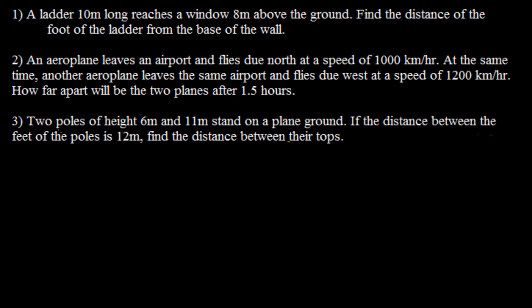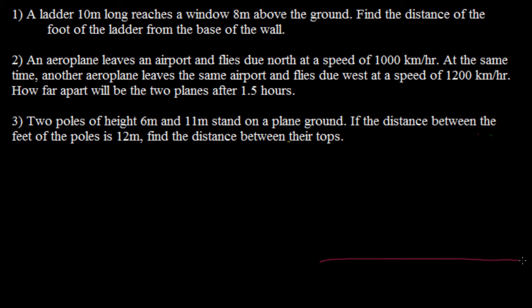This is the last problem. Two poles of height 6 meter and 11 meter stand on a plain ground. If the distance between the feet of the poles is 12 meter, find the distance between their tops. Let's try to understand this.